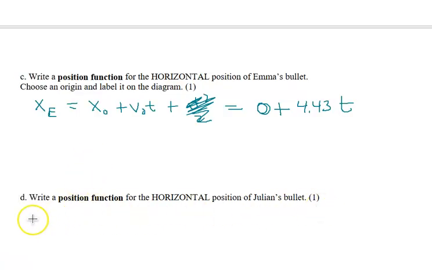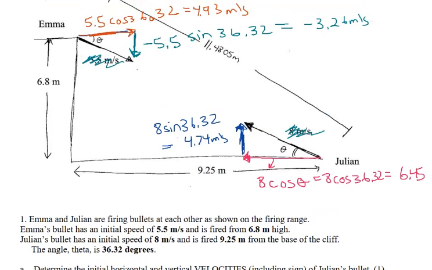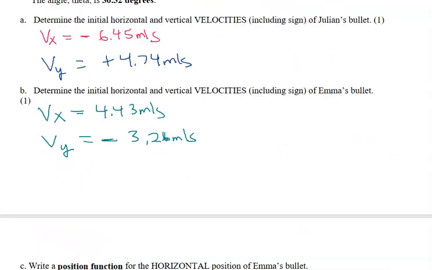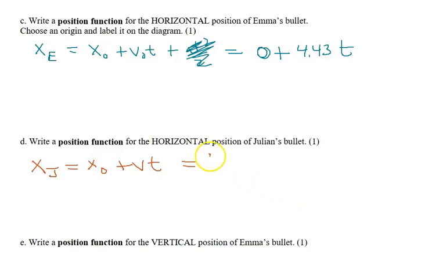Write a position function for Julian's bullet. So x of Julian is x naught plus vt, because he also has no acceleration. He doesn't start at the origin. If you define this as the location 0, 0, she is on the origin horizontally, but he is at 9.25. So he starts at 9.25 meters, and his t-shirt is headed backwards at 6.45 meters per second t. That's what we found first. Okay, so that's x Emma, x Julian.